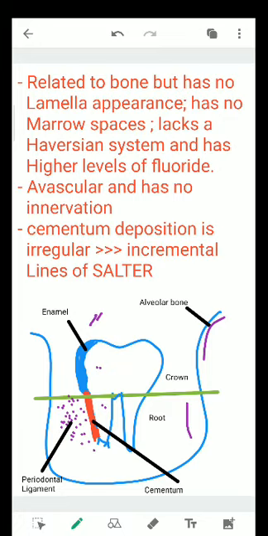So you can see this is the root below and the crown above. In the root below, the cementum covers the dentin, right? But in the crown above is the enamel that covers it, which is transparent.